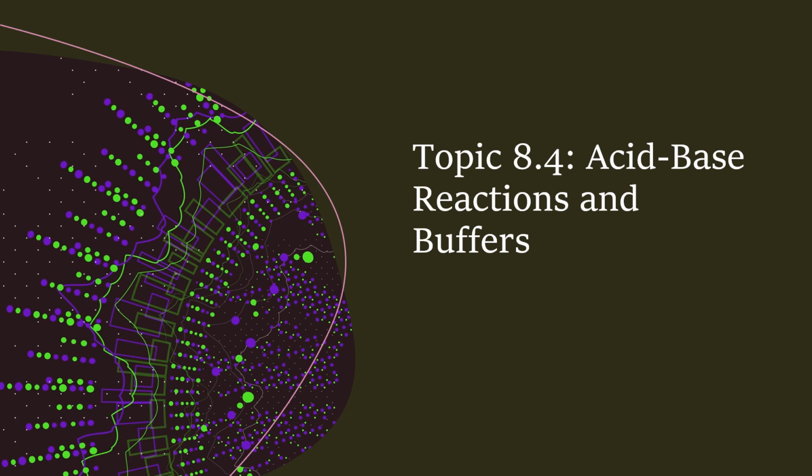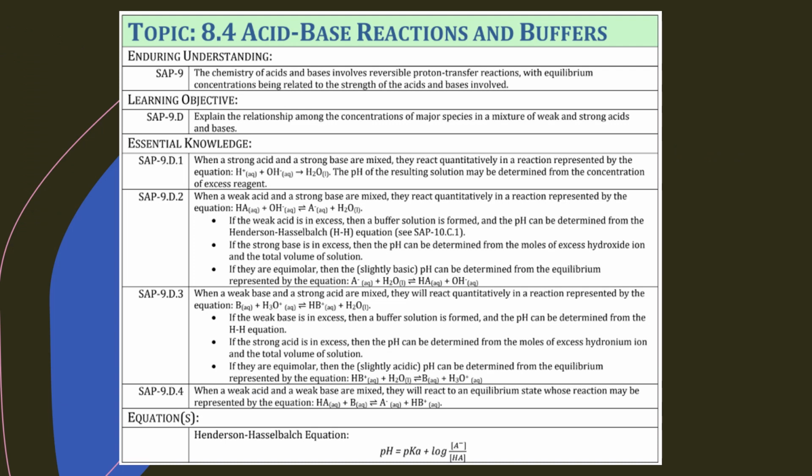Hi guys, this is AP Chemistry, topic 8.4, acid-base reactions and buffers. So the objective is to be able to explain the relationship among concentrations of major species in a mixture of weak and strong acids and bases.